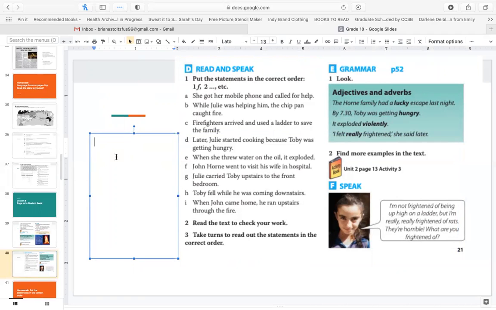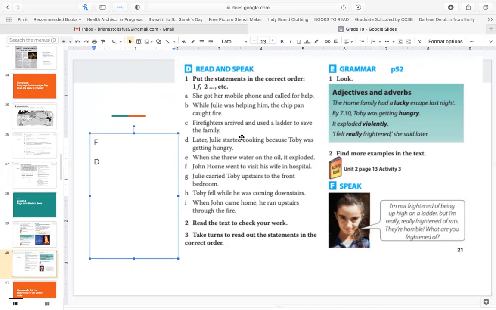So first, the answer is F. John Horn went to visit his wife in the hospital. What happened next? Next is G. Julie carried Toby. Oh, it's not G. I think that the answer is D actually. So D says, later, Julie started cooking because Toby was getting hungry.